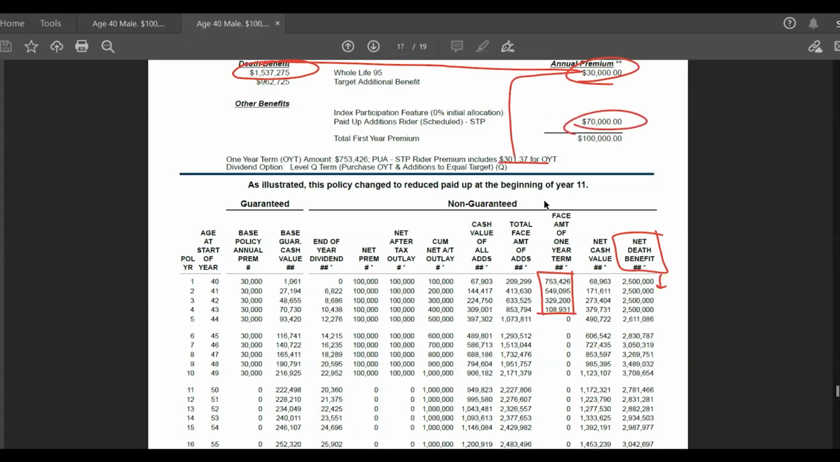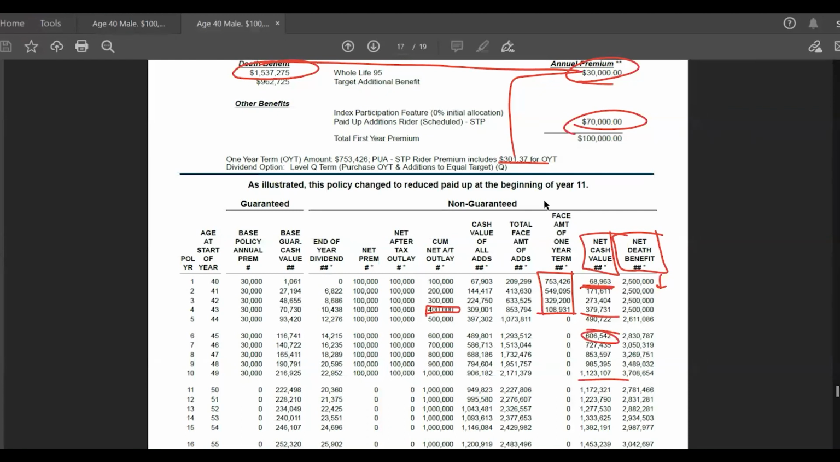And you've got $70,000 directed toward the PUA. Here's your cash value right out of the gates, $68,000 and change, almost $69,000. When was the break even in the last one? Year 4, with that 10% base premium. You had paid in a total of $400 and you had $400. Not the case here. It's year 6 in this particular example.